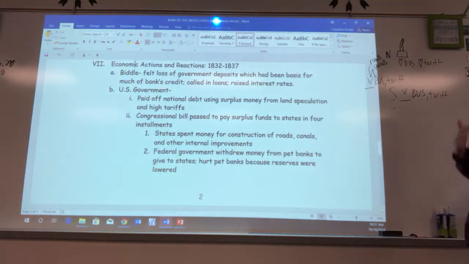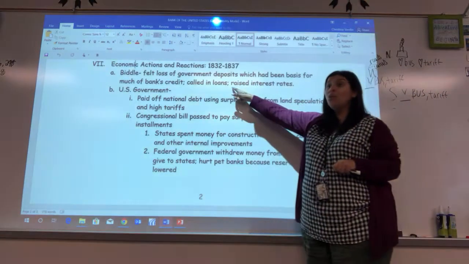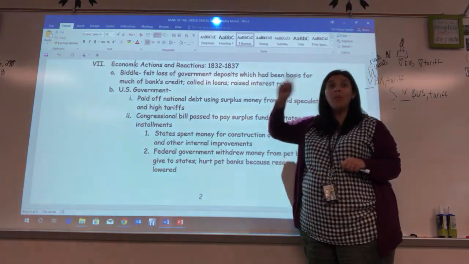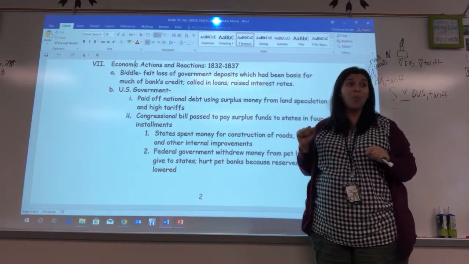Just because Jackson has moved the money out of where? The bank. And so we're going to see, to pay off all these debts, he's going to call in the loans. Who is going to hurt who? The rich or the poor? The rich first, and I'm going to talk about how it hurts the poor.